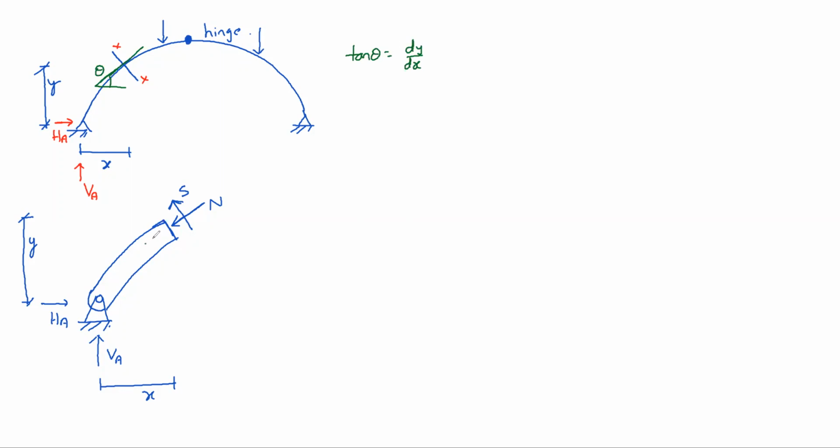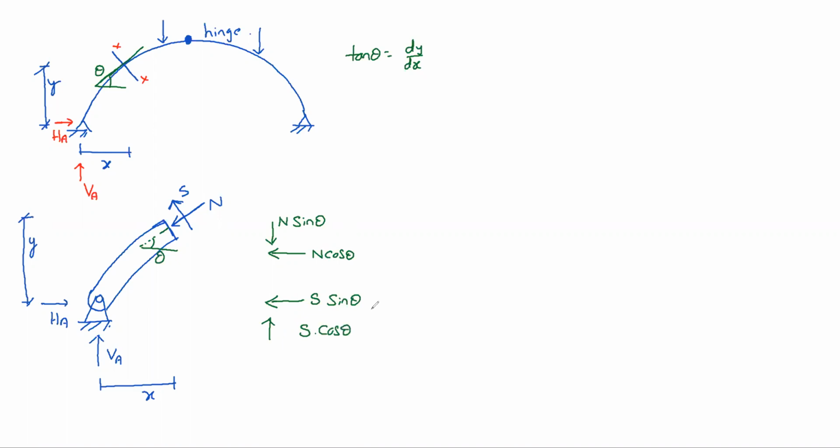So, if this angle is theta here with respect to horizontal, we can have components here. That is, horizontal component of N is N cos theta. Vertical component of N is N sin theta. Similarly, horizontal component of S is S sin theta, and vertical component of S is S cos theta.